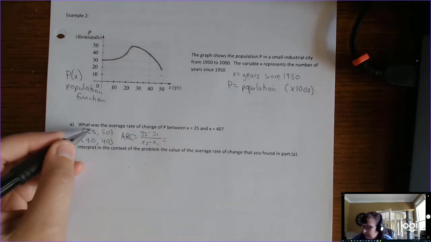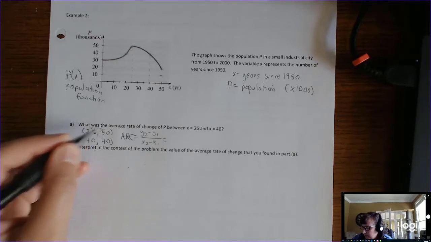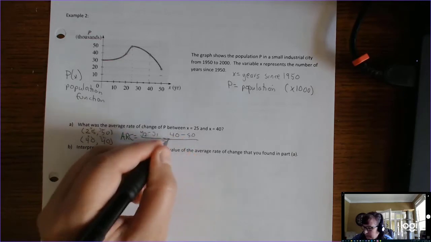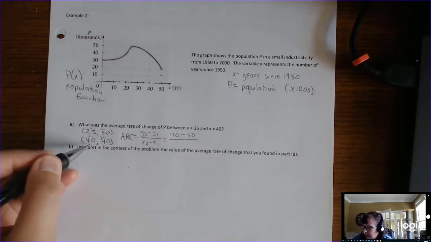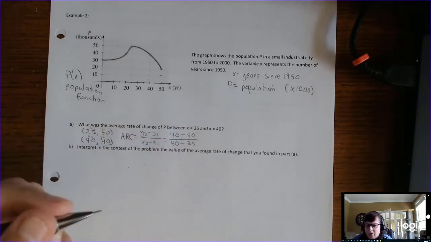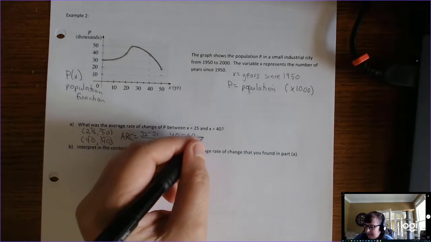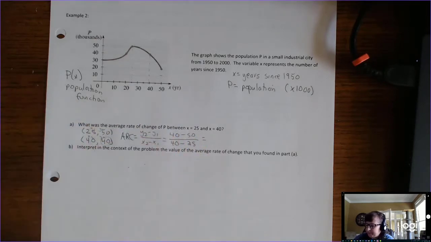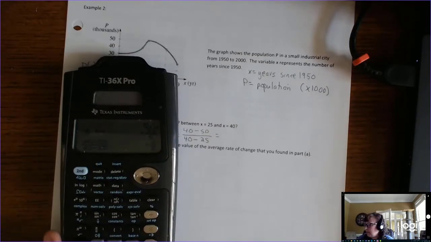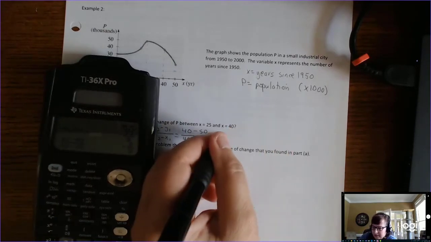So if we call this x1, we'll call that y1, x2, y2. So we're going to do 40 minus 50 over, so if I start with that, I have to start with its partner, 40 minus 25. If you don't, you'll get a sign wrong. Okay, so that ends up being, let's use this. I know it's negative 10, but 40 minus 50 over 40 minus 25. Just want to show you what you get. All right, you get this.